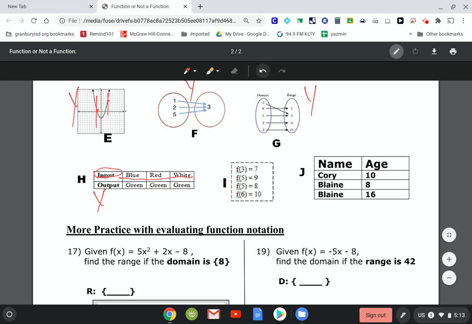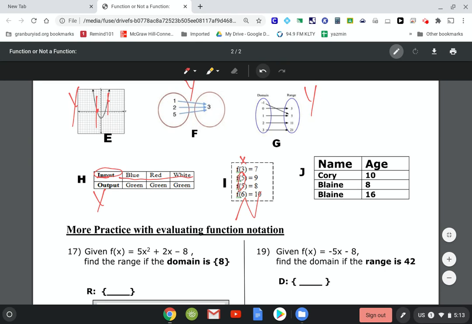And letter I, now again, this f of 3, this in parentheses is your x. So we have a 3, 5, 5, and 6. So these are repeating. So this would be a no.